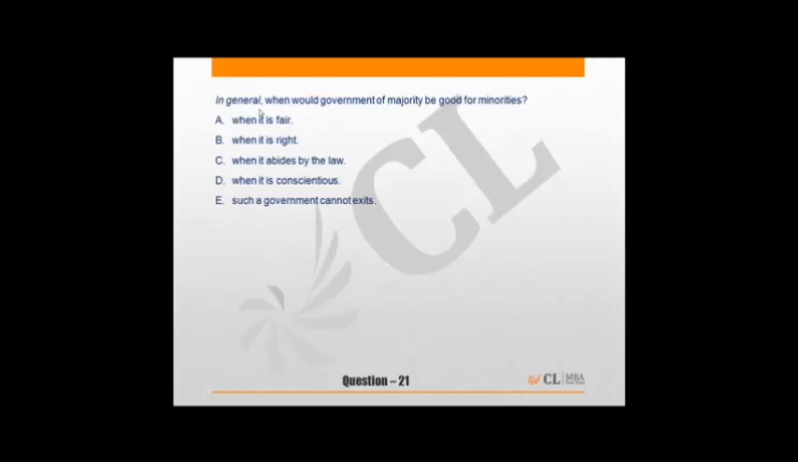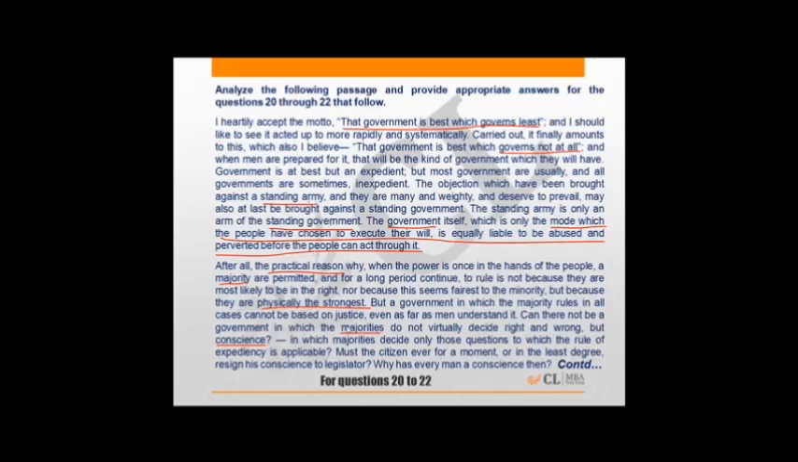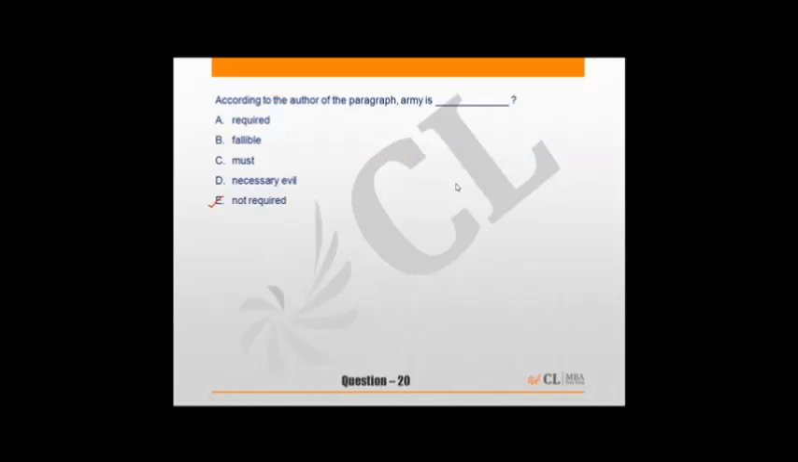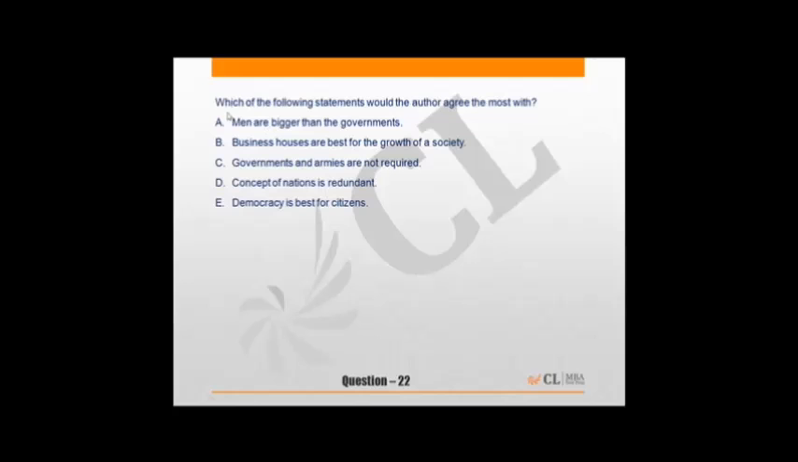Now the second question says, in general, when would the government of majority be good for minorities? When it is conscientious. It is given in the second paragraph, which says, can there not be a government in which the majorities do not virtually decide right or wrong, but conscience? So conscientious men are those that work with their conscience, and therefore the answer to this question is option D.